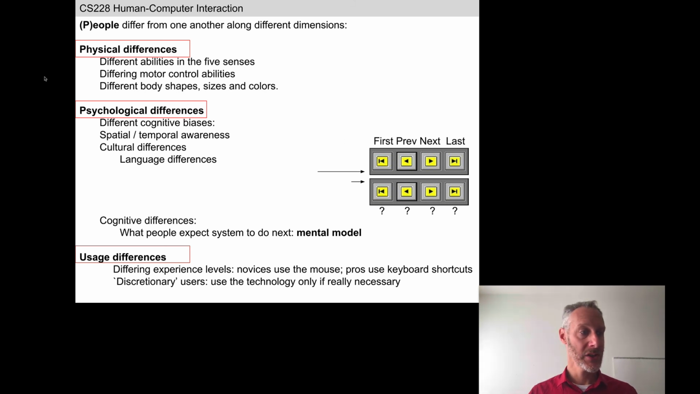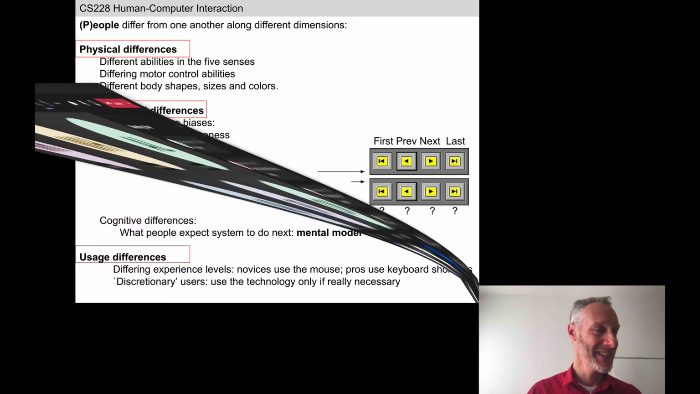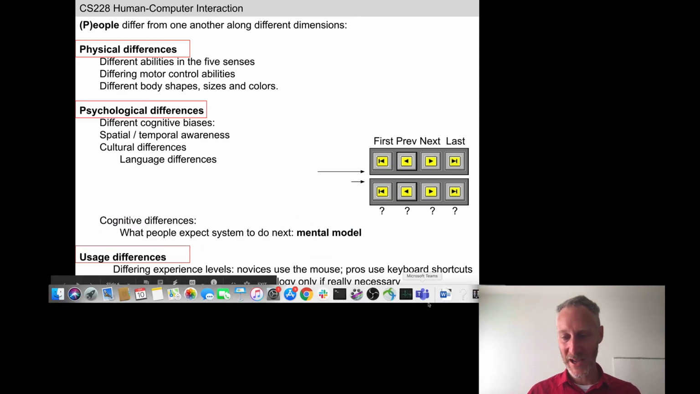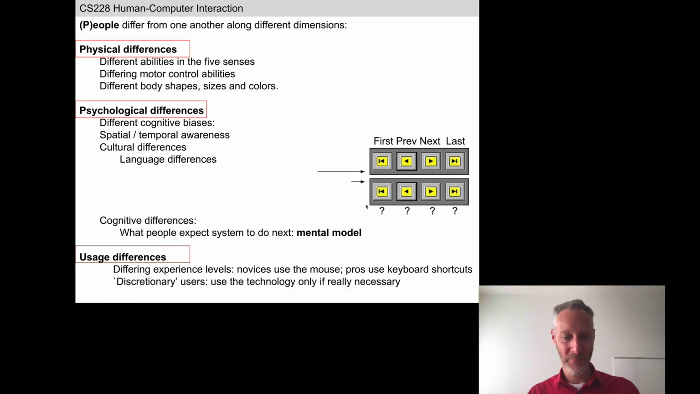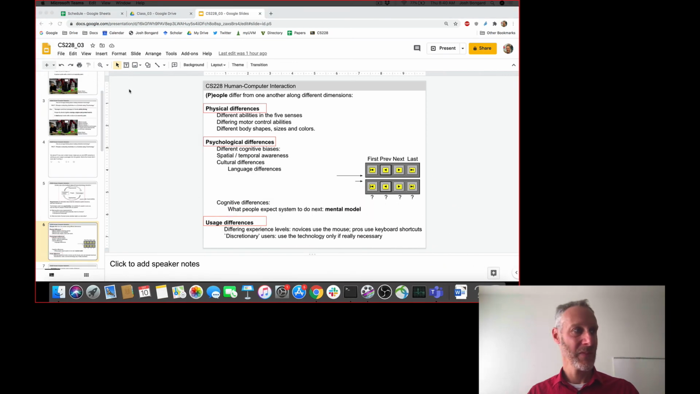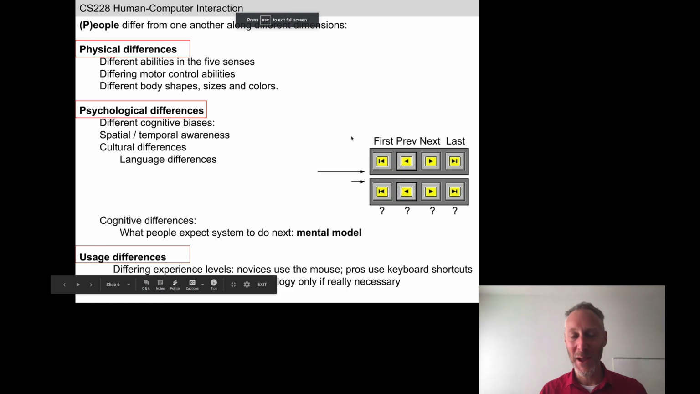I am trying to screen share. Thank you. You can't see my screen. I think I actually forgot to screen share. Thank you for pointing that out. How's that? Can you all see my screen now? Okay, sorry about that. Okay, all right, let's try this again.